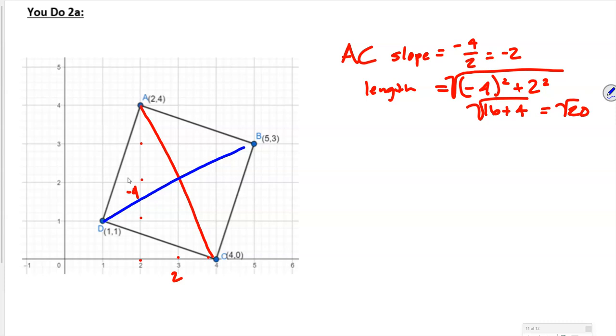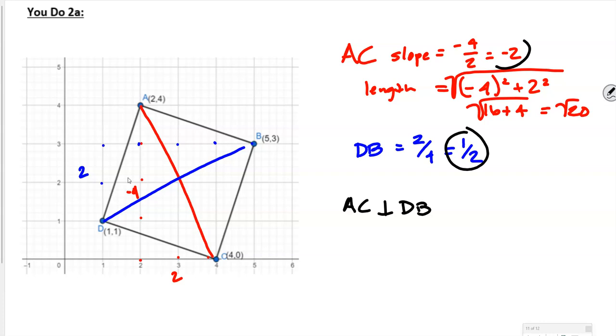Okay, so here again, we're going to compare the slope. So DB's slope is 1, 2 up, and 1, 2, 3, 4 over, right? So this was 2 up, 4 over, so that's equal to 1/2. So right now, we could already say that AC is perpendicular to DB. Y'all see those slopes right there?